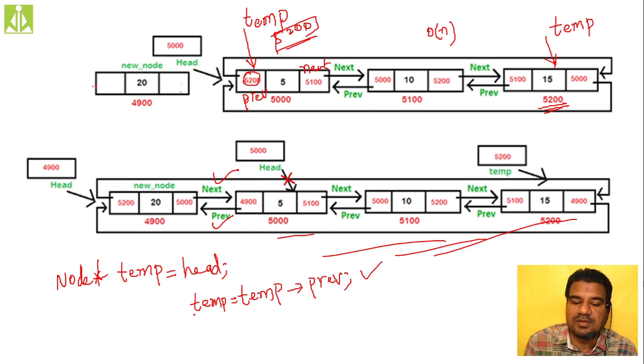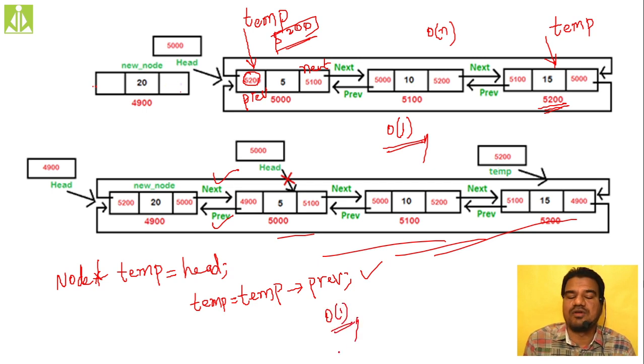Just by writing like this, temp equals temp of previous. If you write like this, your temporary pointer will automatically get shifted from the head node to the tail node. So the time complexity over here is order of 1. Remember this one, the time complexity we are getting is order of 1.